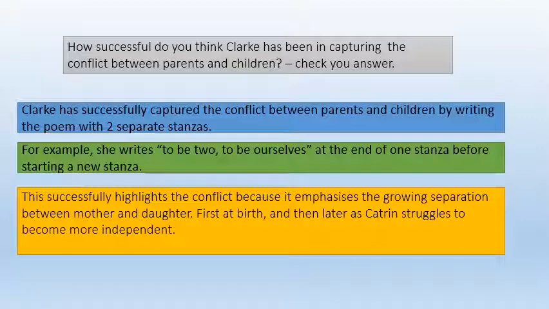I want to see your own. So Clarke has successfully captured the conflict between parents and children by writing the poem with two separate stanzas. For example, she writes to be two, to be ourselves at the end of one stanza before starting a new stanza. This successfully highlights a conflict because it emphasises the growing separation between mother and daughter, first at birth and then later as Catrin struggles to become more independent. So there we are. You've got to answer that question at the top. How successful do you think Clarke has been in capturing the conflict between parents and children? I want to see your paragraph there.